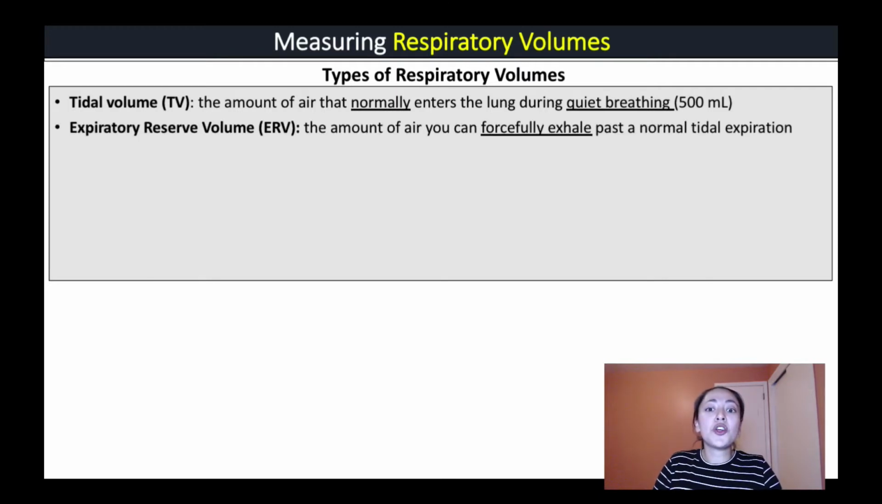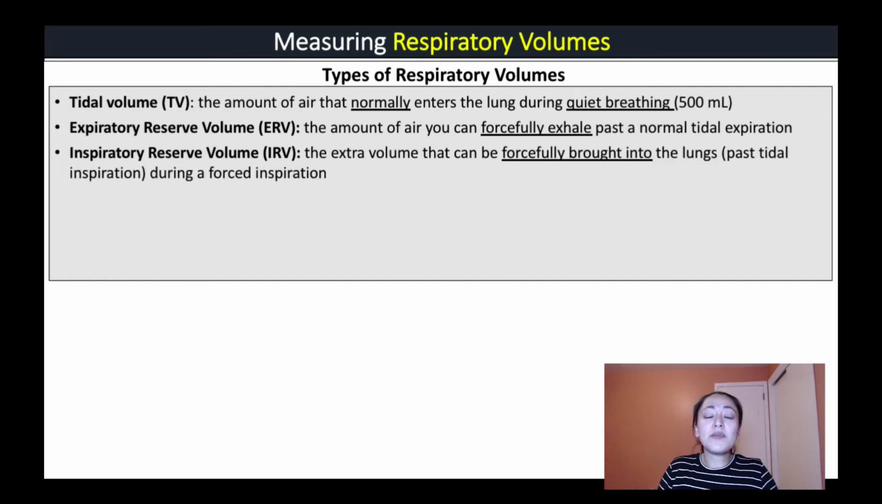So the expiratory reserve volume is the amount of extra air you could forcibly exhale past a normal tidal expiration. So again, just take a normal breath in, take a normal breath out. Now pause and then push out any extra air that you have. That extra air that you were able to push out is your expiratory reserve volume. It's the extra air past a normal exhalation.